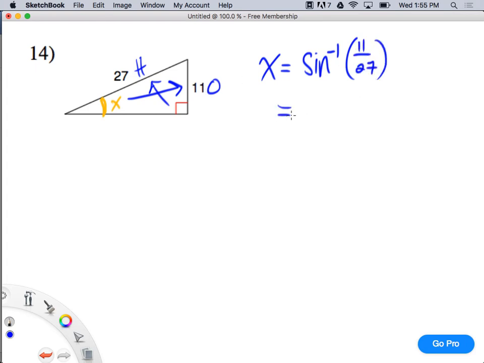Plug it into my calculator. Get the inverse sine of 11 over 27, or 24.04 degrees. Okay, any questions on that? No? Now, last thing.